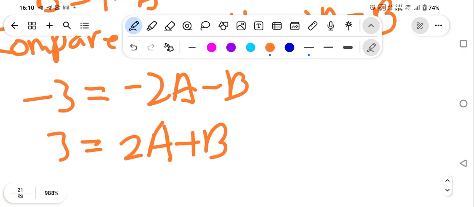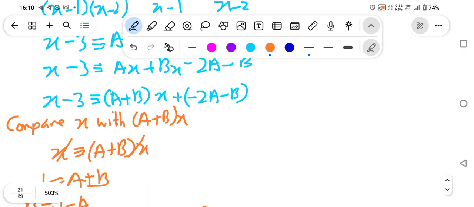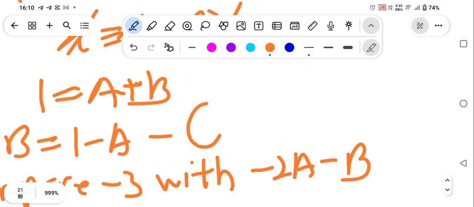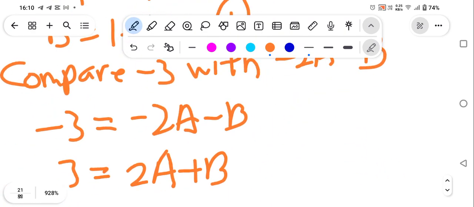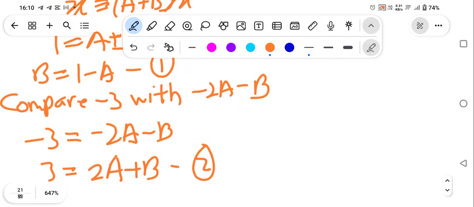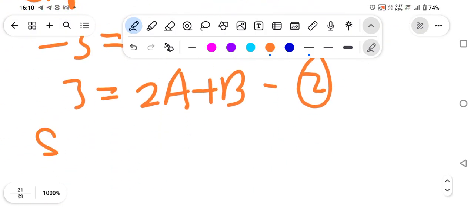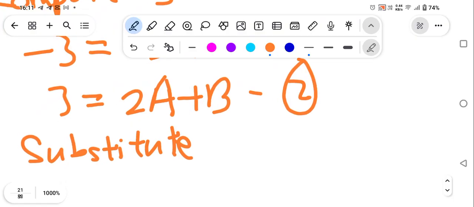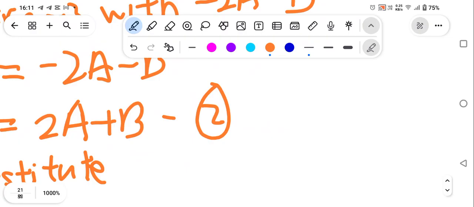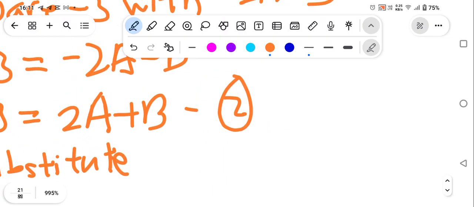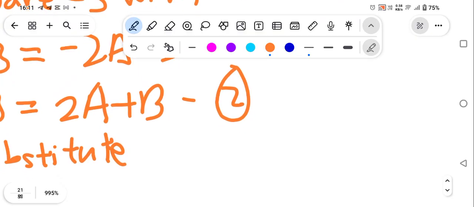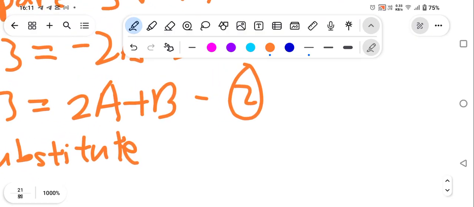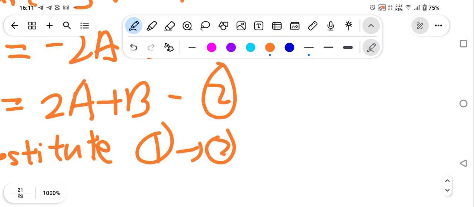And now we have a simultaneous equation. This will be our first equation, and this will be our second. So now I'm going to substitute. It's like solving linear simultaneous equations in two variables. So substitute 1 into 2.